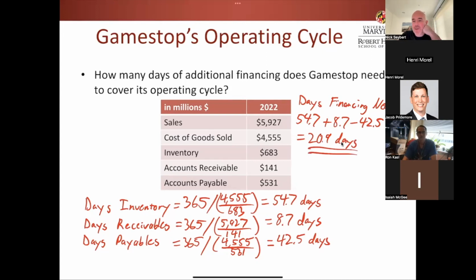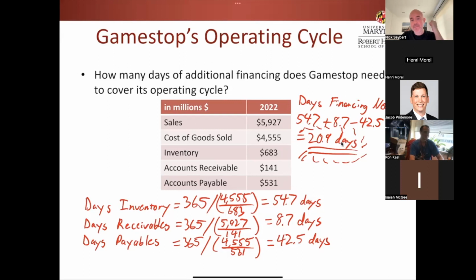So we learn a few things here, right? We learn how long it takes a company to sell inventory, how long it takes to collect from customers, and the buffer that they get by avoiding paying their suppliers. If you put all this together, we come up with how constrained the company is in terms of financing. How many days of that cycle does it need to rely on other types of financing to stay afloat?